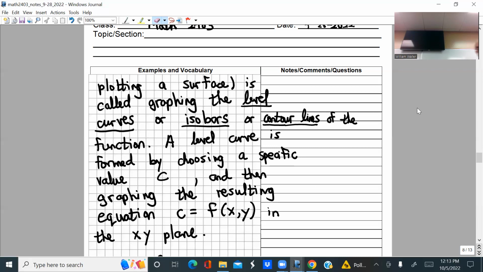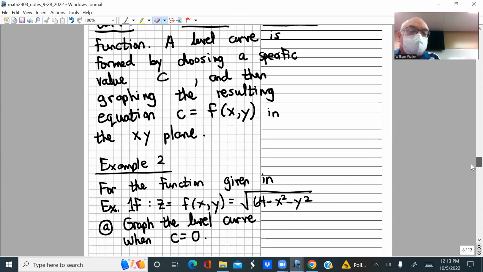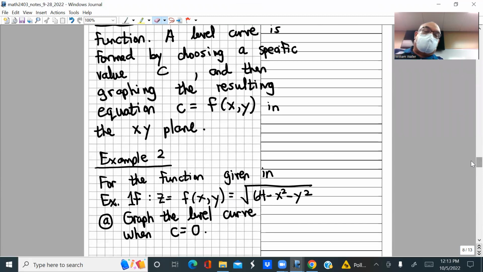This kind of doesn't make sense until you see an example. So let's try this. Let's take this one that we just worked with. So when we graphed that, we ended up getting that sphere, correct?